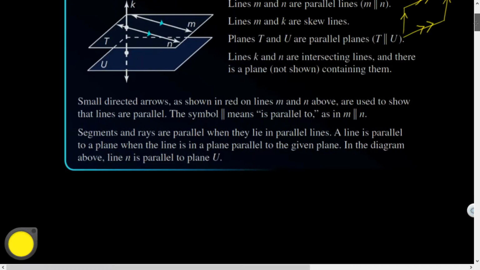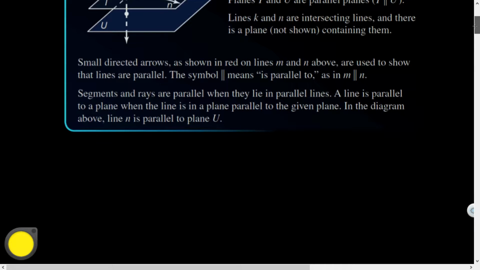Okay, then it talks about the small arrows and segments, and I think I've got all that explained. So let's keep rolling here, friends. Oh, we got an example. I'm so excited. Guys, are you excited? I'm excited. I'm pumped up.